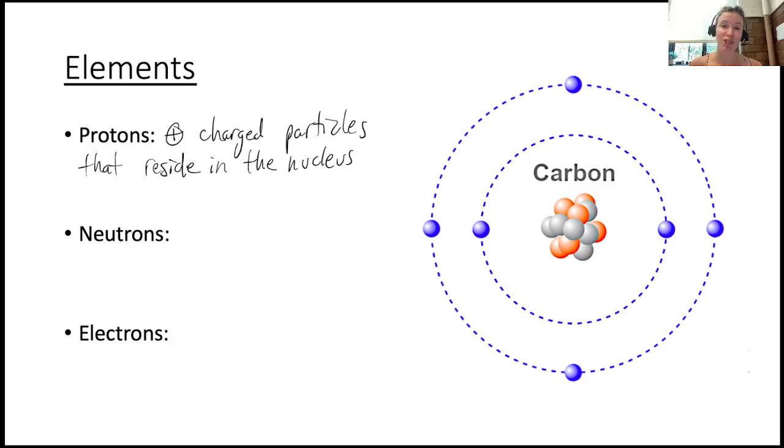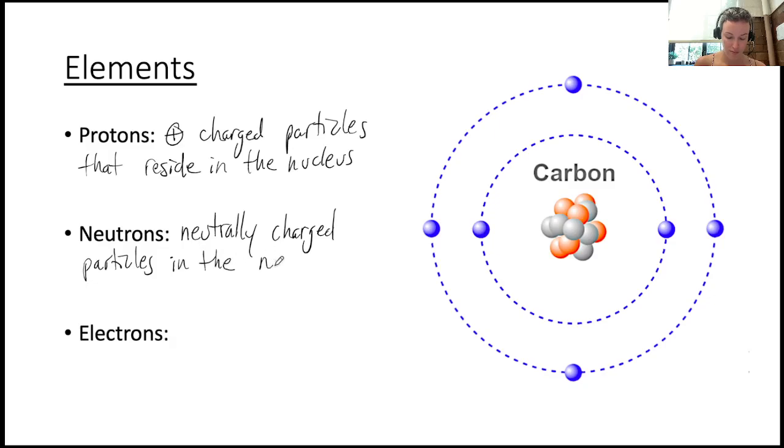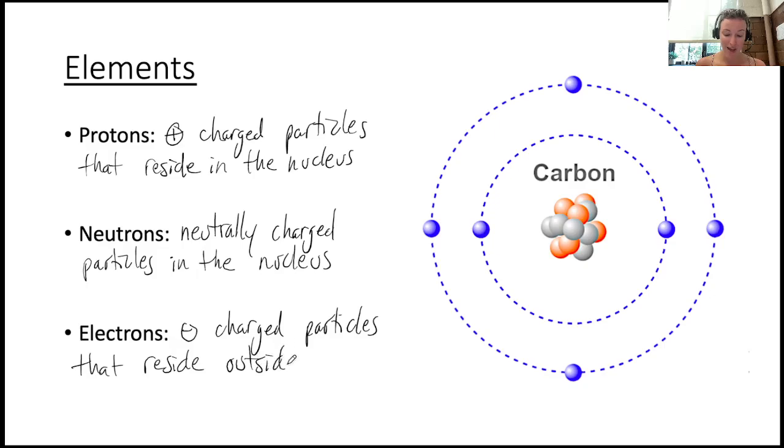Neutrons are neutrally charged particles. And electrons are negatively charged particles that reside outside of the nucleus, in what we call orbitals.